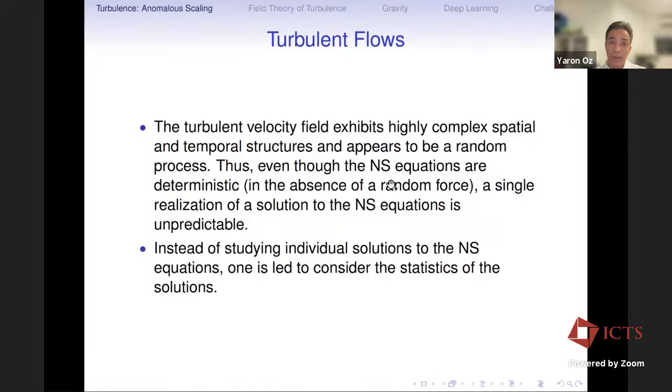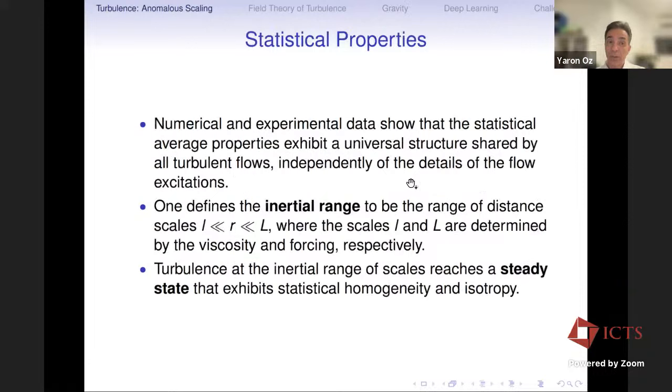Now what happens is that numerical and experimental data show that if you look at these statistical averages, they have some kind of universal structure, which is shared by all turbulent flows, independent of the details of the flow. So one defines the inertial range, which is the range of scales bigger than the viscous scale and smaller than the large scale of the problem, the forcing scale. In that range, it seems the turbulence reaches a steady state that exhibits statistical homogeneity and isotropy. This has never been proven mathematically directly from the Navier-Stokes equations, but it is expected or believed to be correct, so we are going to assume that as well.